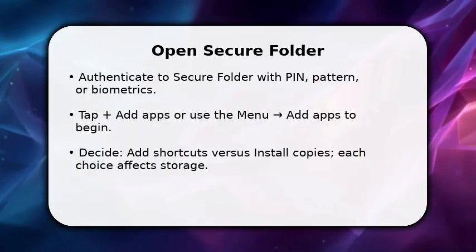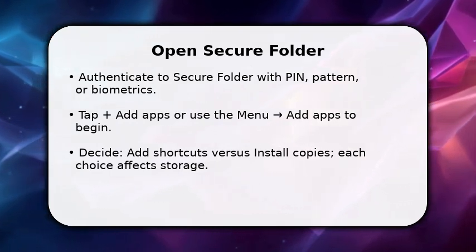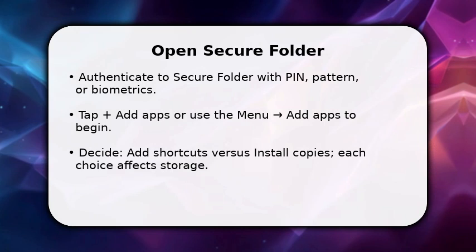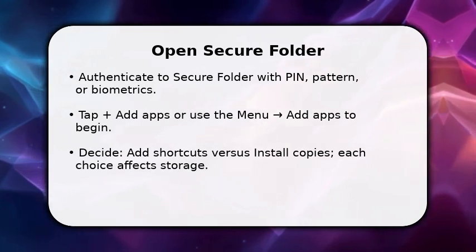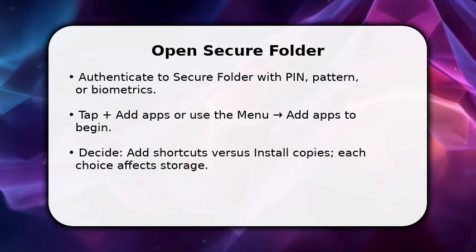You start by opening Secure Folder and authenticating with your PIN, pattern, or biometric. Once done, tap the plus Add Apps button or open the three-dot menu and choose Add Apps. This begins the actual transfer.